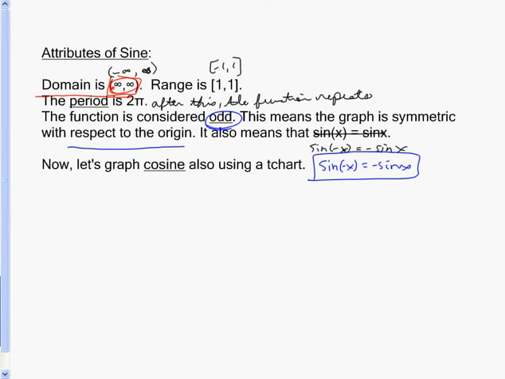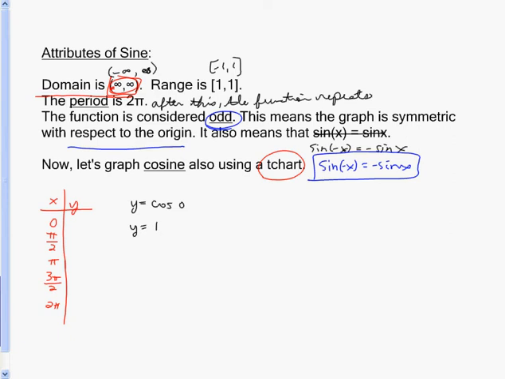Okay, now we're going to graph cosine the same way using a t-chart once again. I'm going to pick those same values, 0, pi over 2, pi, 3 pi over 2, and 2 pi. And again, we're going to plug in and just find out what the cosine value is.